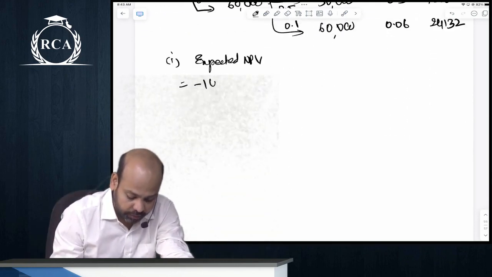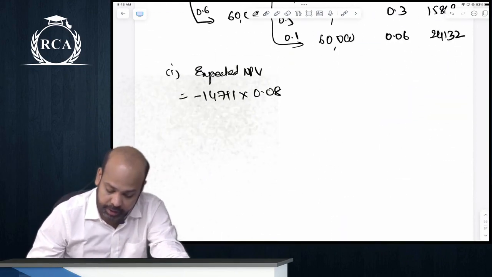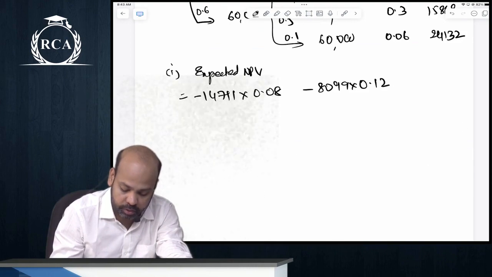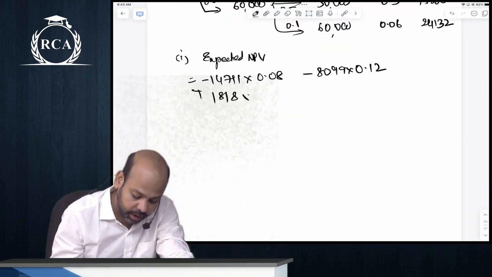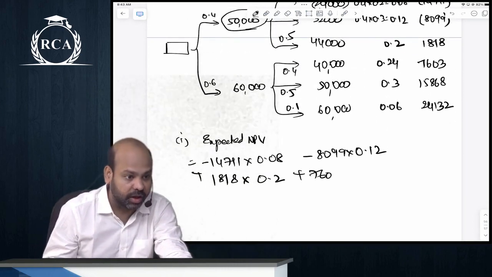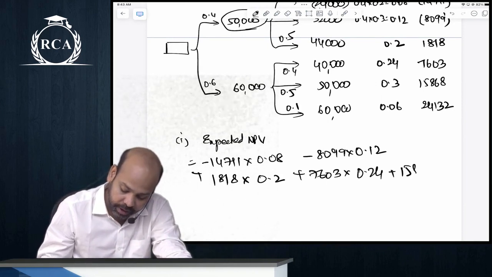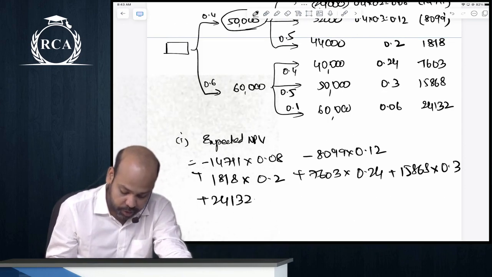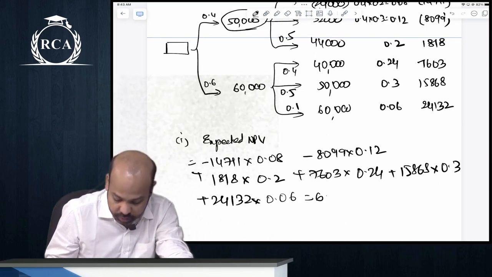You will write negative 14,711 into 0.08. First वाले का combined probability is 0.08. Negative 8099 into 0.12. Thereafter guys, all positive NPVs. 1818 into 0.2. 7603 into 0.24. 15868 into 0.3. 24132 into 0.06. एक बार वापस बोलो बेटा. 6248.